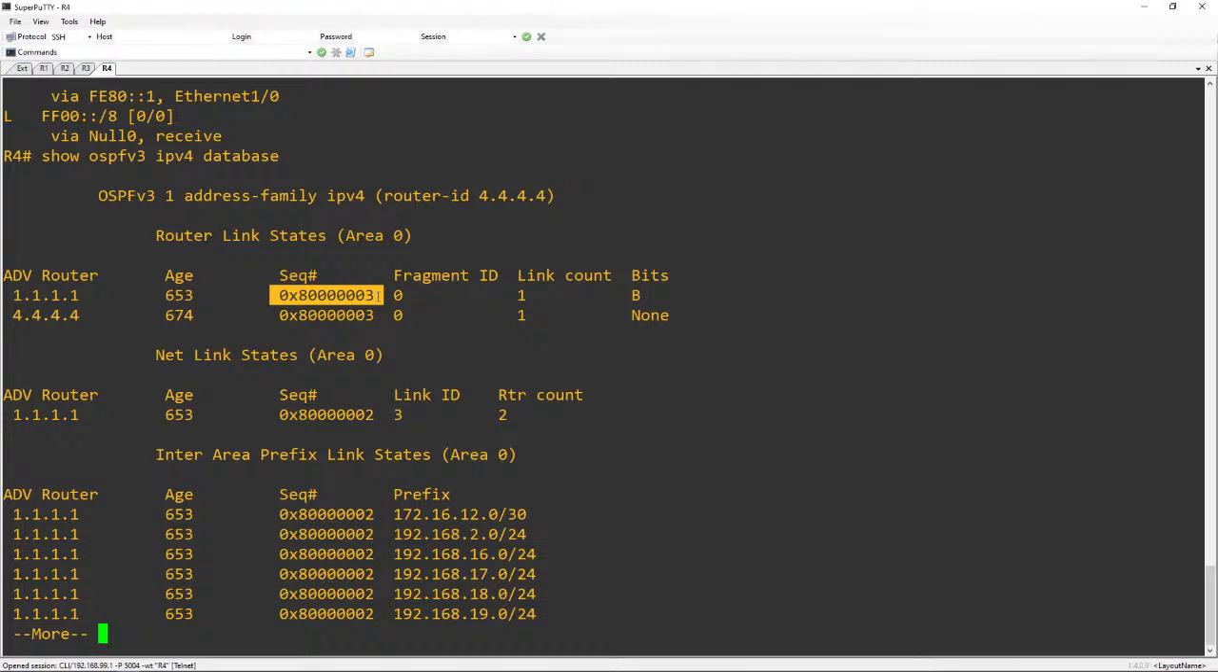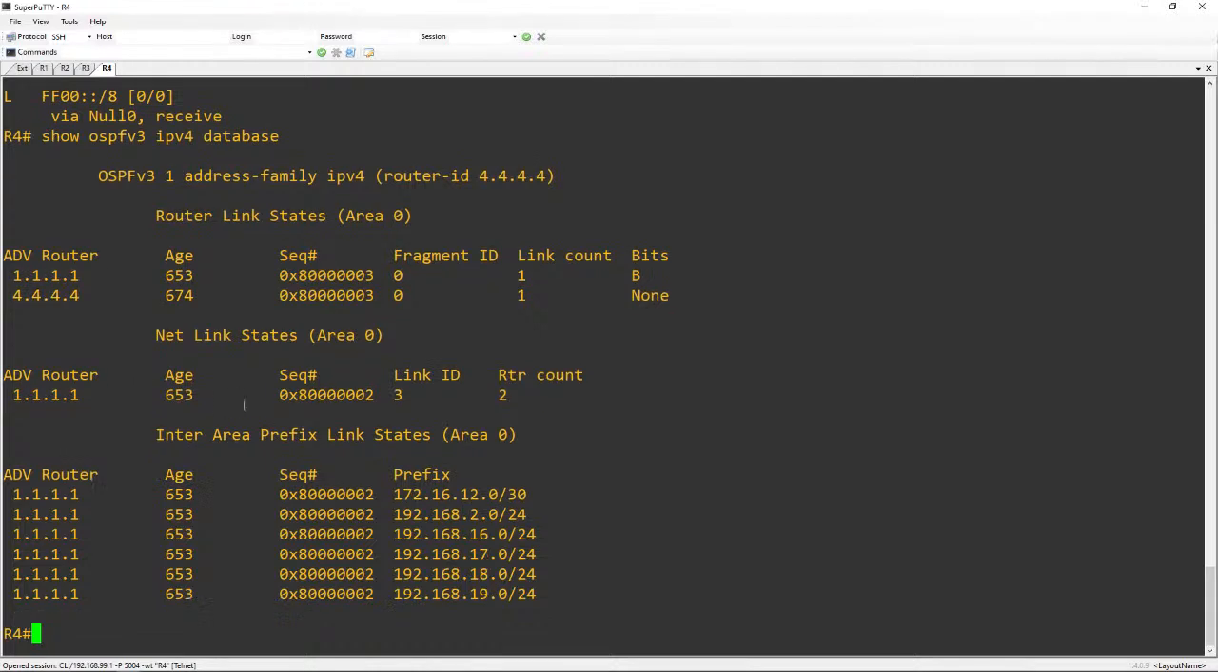The sequence number represents the number of times that the link state advertisement has been updated. Remember, that starts at 001, right? I didn't read the whole number, but it starts at 001. So every time there's an update to an advertisement, that number is going to increment by 1. So that means that in this particular topology, I have received 2 updates for that particular link state advertisement from router 1, also router 4, and that has to do with just turning on the routers and whatnot.